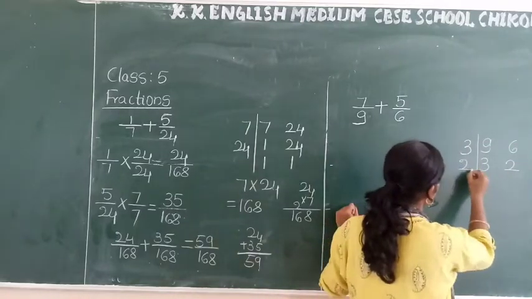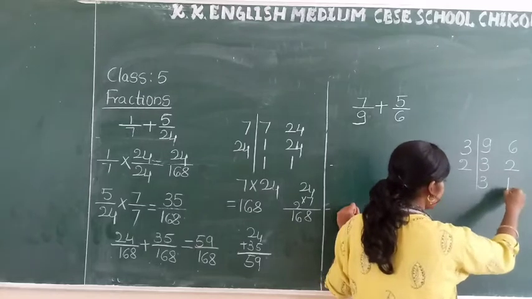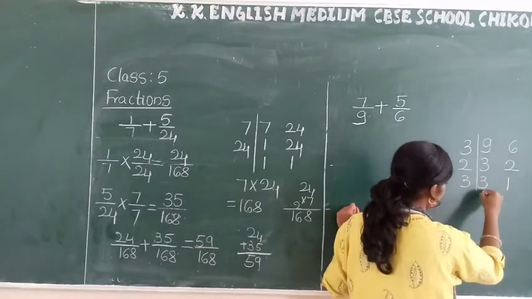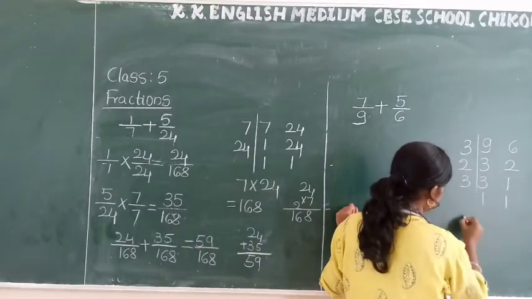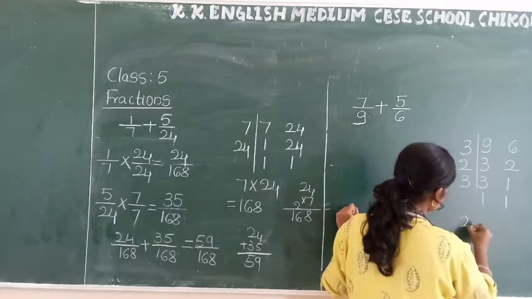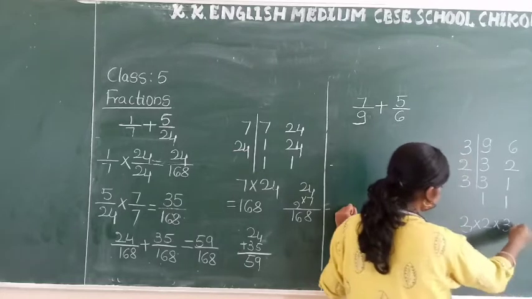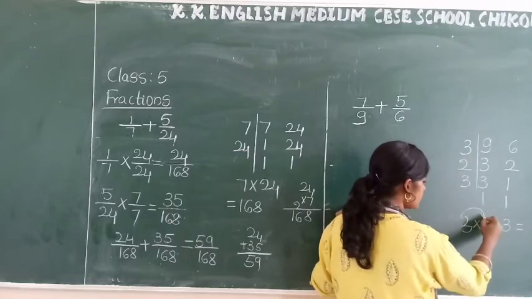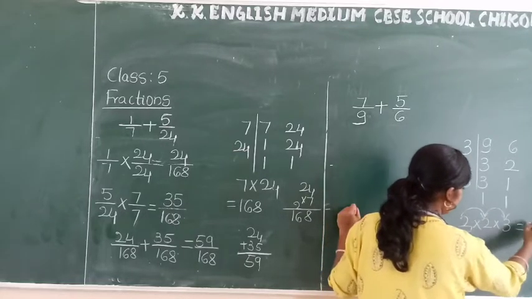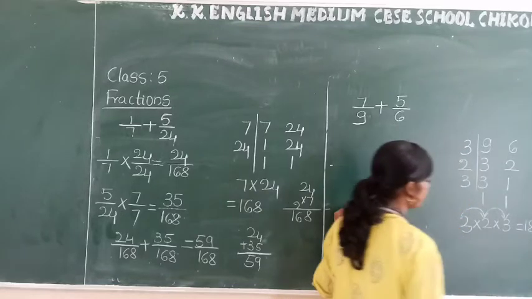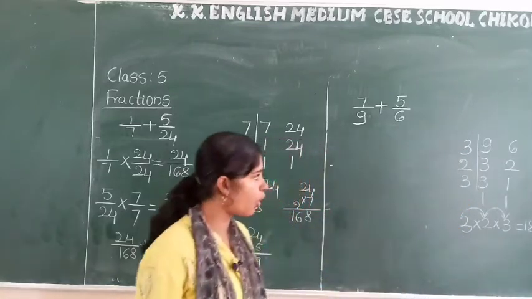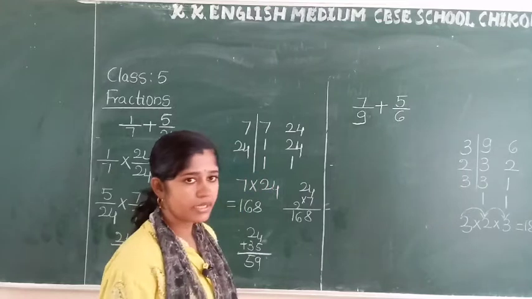You take first 2 here, 3 as it is, 2 ones are 2 and 3 ones are 3. Multiply all these numbers: 3 into 2 into 3. Then what is the LCM here? 3 2s are 6, 6 3s are 18. Okay, so the LCM of 9 and 6 is 18.